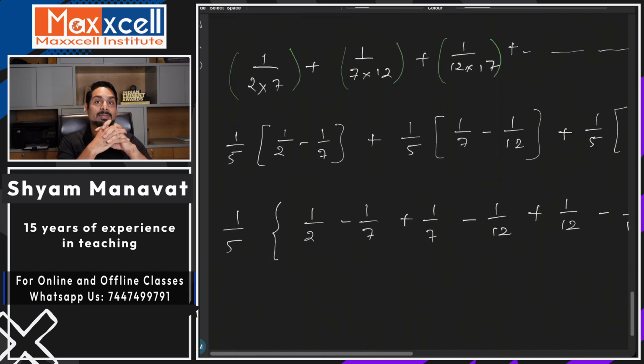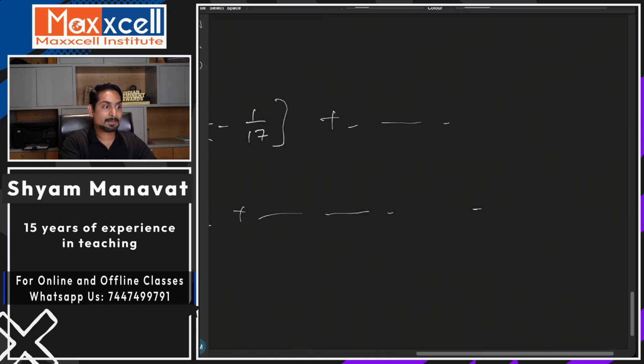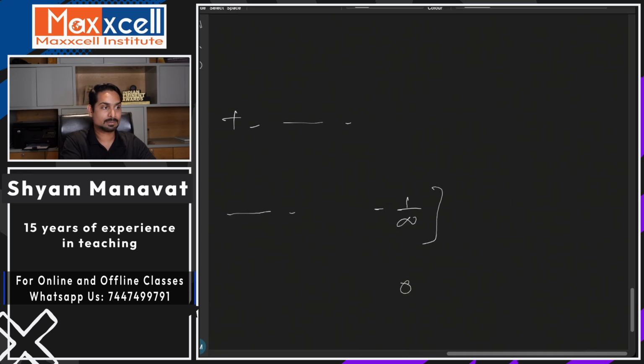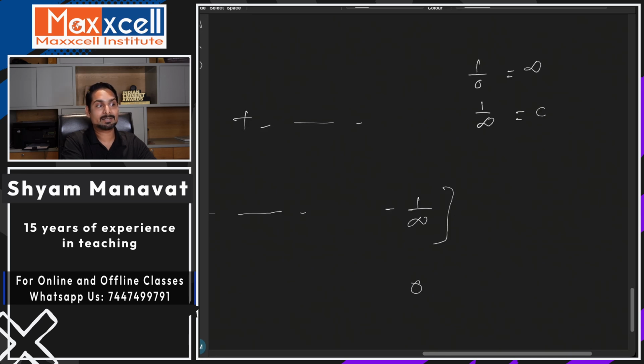So what will be the last term? The last term remaining will be 1 upon infinite. Yeah, and 1 upon infinite is what? 0. Keep in mind, 1 upon 0 is infinite. 1 upon infinite, anything divided by infinite will be 0. Keep this in mind.